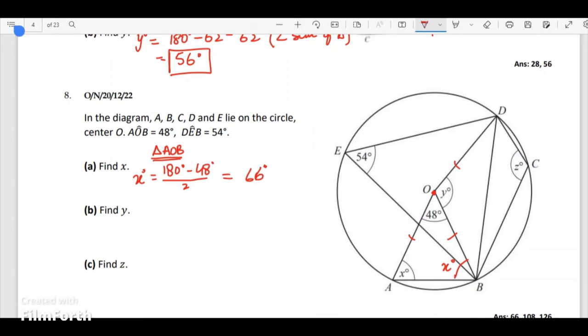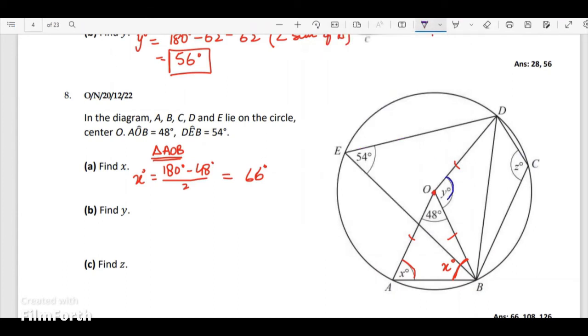In triangle AOB, I applied the angle sum of a triangle because it was an isosceles triangle, so the base angles were both equal. So I subtracted 48 from 180 divided by 2. I got what this one angle would be equal to. Next we have to find y degrees.